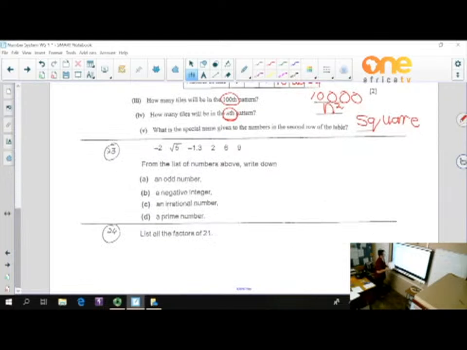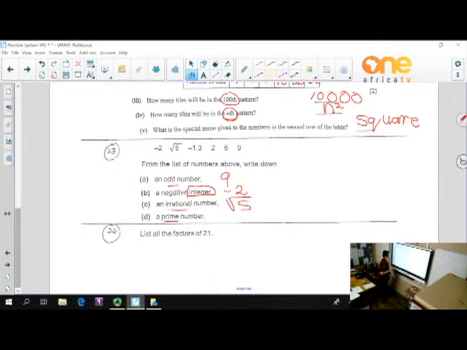Number 23. Again, we have a list of numbers there and we have to choose an odd number. So it must be any odd number. So that would be 9, the odd number. A negative integer, remember an integer is positive or negative, but it's a whole number. So a negative one will be negative 2. Irrational, again, rational, I can write it as a fraction. Irrational means I have to round it off. And it's usually this one, the square root or pi. They are examples of irrational numbers.